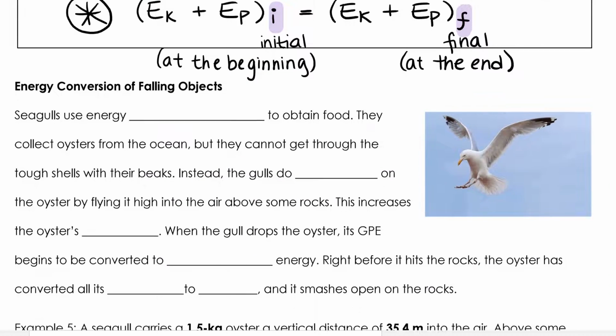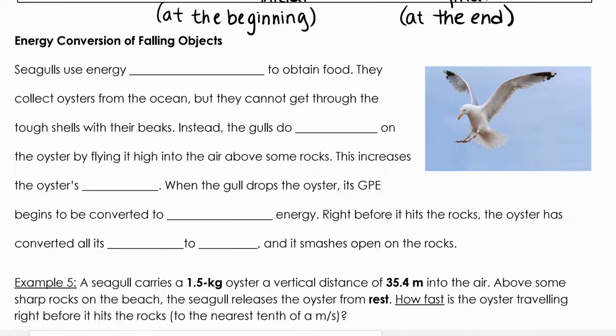In Physics 10, one of the problems that we're going to explore quite a bit is energy conversion involved with falling objects. A really good example of this is seagulls, because they rely on energy conversion to get their food. They collect oysters from the ocean, but they can't get through the tough shells with their beaks. So instead, these seagulls do work on the oysters by lifting them far above the ground. This increases the oyster's gravitational potential energy. When the seagull drops the oyster, all the GPE is converted into kinetic energy.